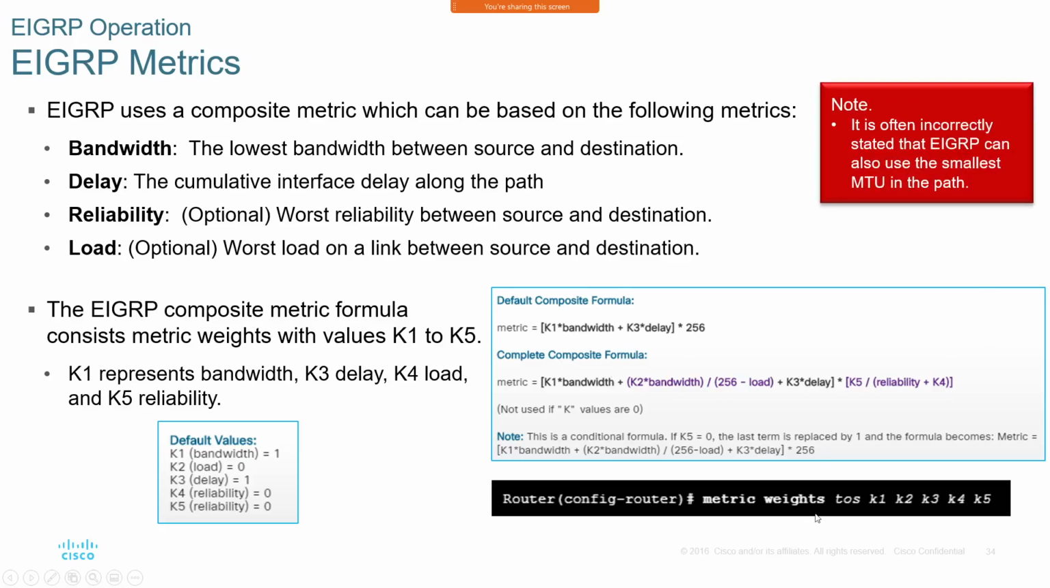Now there's a command for us to change the metrics. The metrics are associated with every single one of the parameters that are used to calculate the metric and to determine which is going to be the best path.